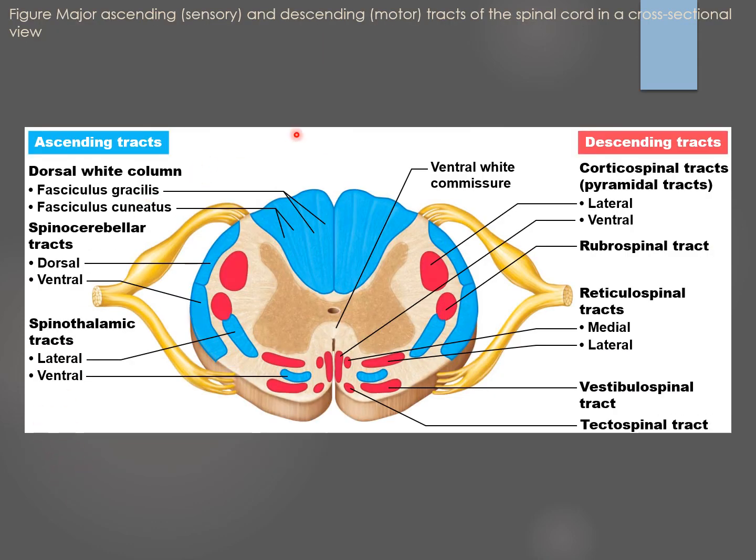This pic is showing you the tracts of the funiculi. So we have ascending tracts, that means they are traveling toward the brain, and those are shown in blue. And then we have descending tracts. Those are traveling from the brain down the spinal cord, and those are shown in red.